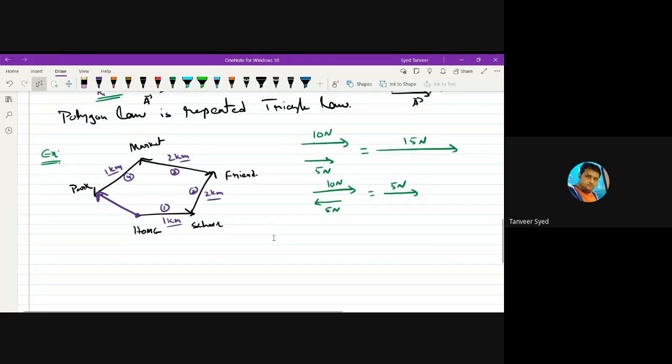Okay, right. So that's all. We'll stop here and discuss parallelogram law of vector addition in our next class.